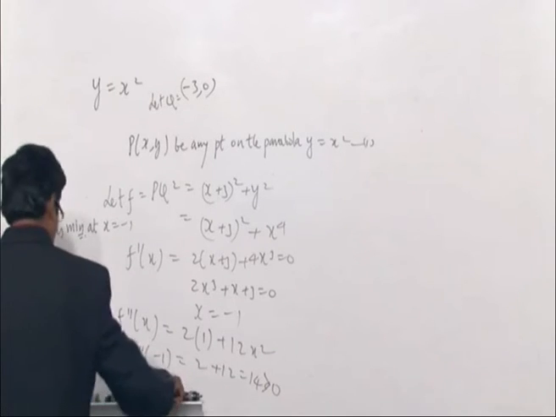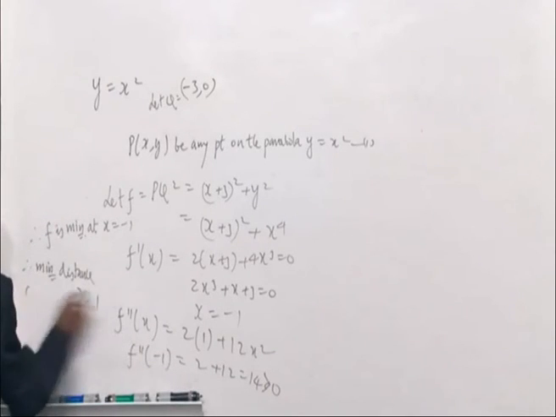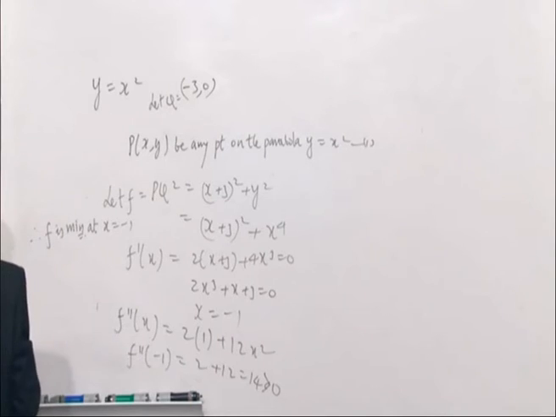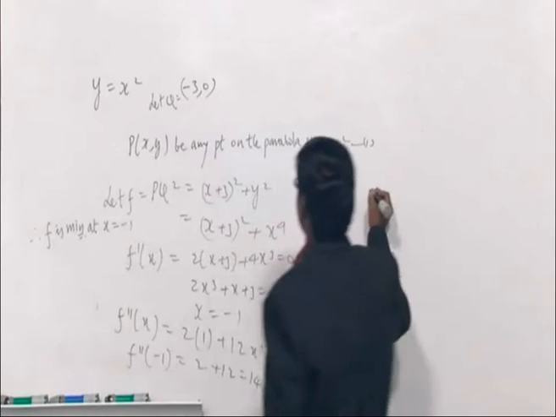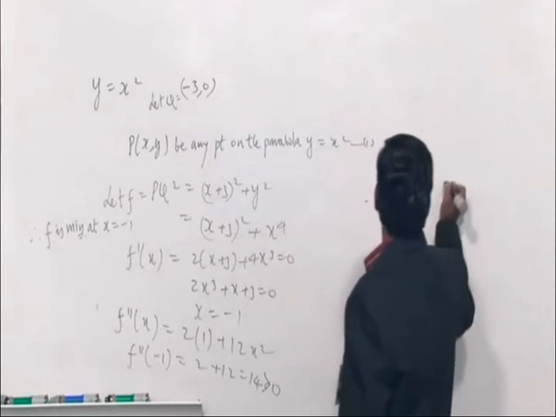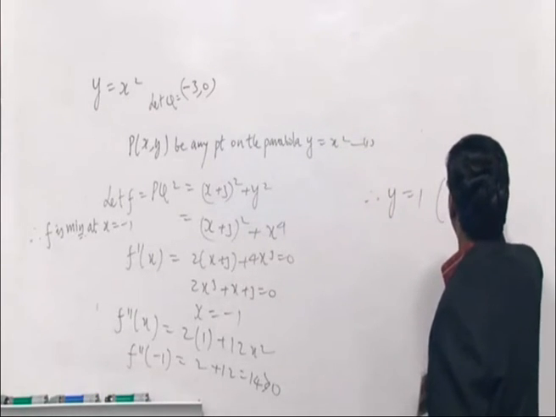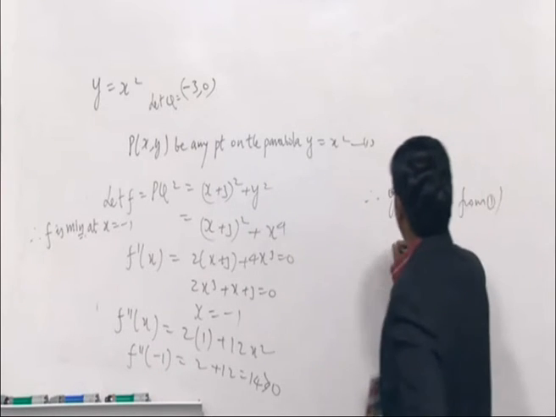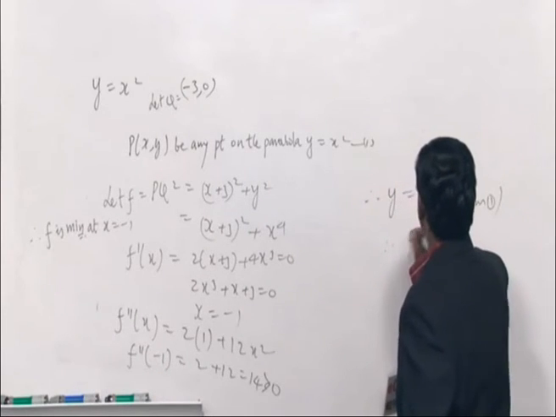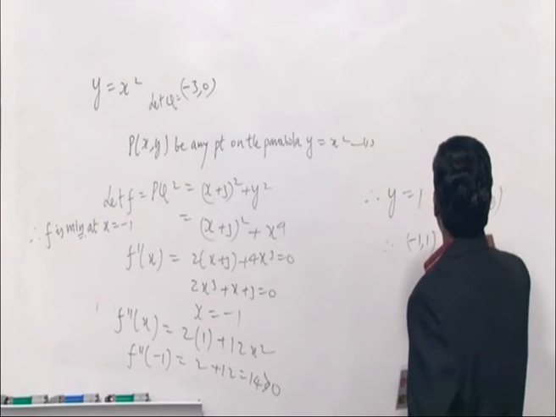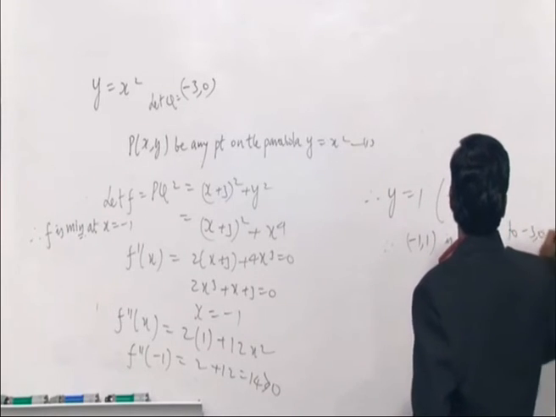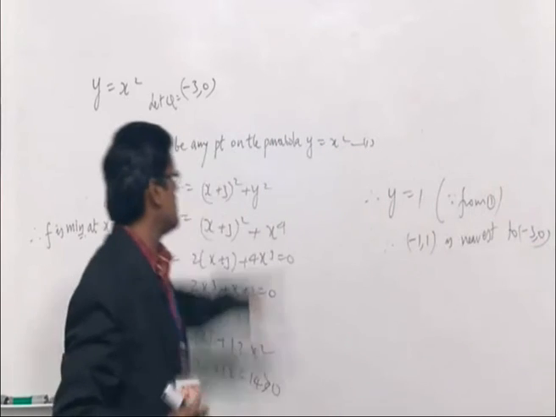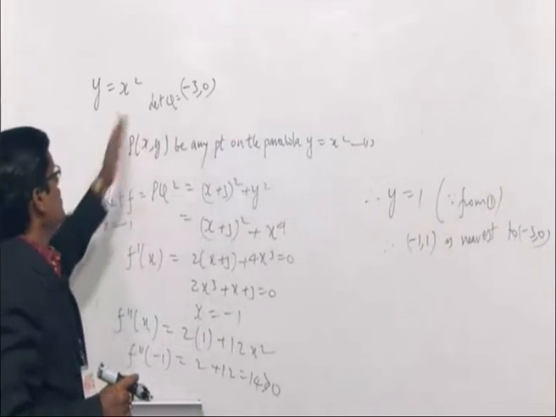Okay, what does the question require? The minimum point. f is minimum at x is equal to minus 1. What is the corresponding y value? Therefore y is equal to 1, since from equation 1. So therefore minus 1 comma 1 is nearest to minus 3 comma 0. So this is the curve equation, equation 1.